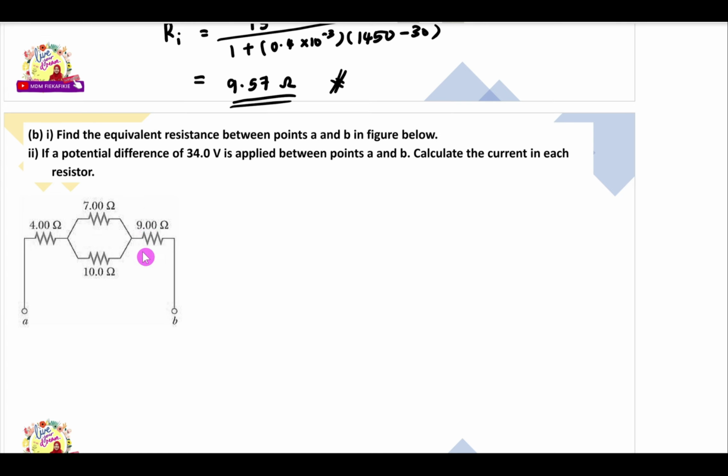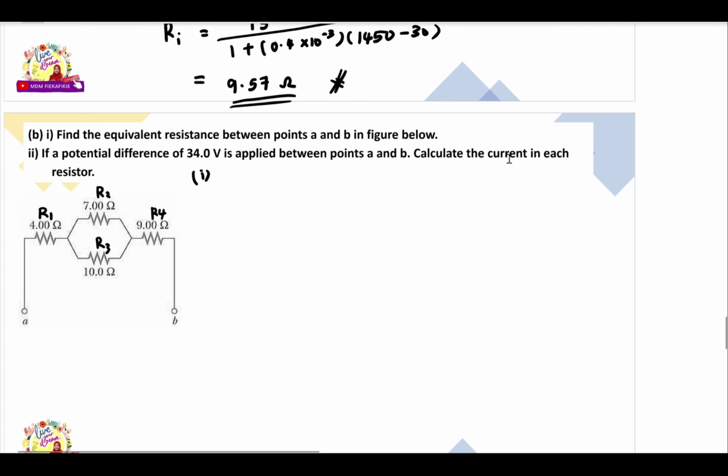And then for 5B, I think this is the equivalent resistance or total resistance. We want to find the total resistance. Okay, so B1 first. When we look at this circuit, it does not label R1, R2, R3, R4, so I will label them, so it is easier for us to solve this question.